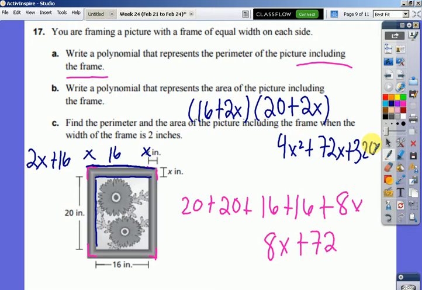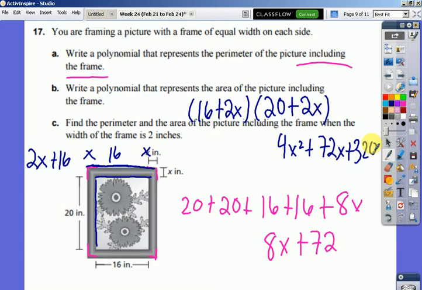Okay. Now, before I move on, does everybody clearly understand A and B? Yes. Which one is A? A is the pink. 8x plus 72. Do you get that? Yeah. And then B is the area, which makes sense. If we're looking at area, we're going to multiply. And so we have to multiply two binomials. That's why we get that polynomial in the end. How would I determine C?